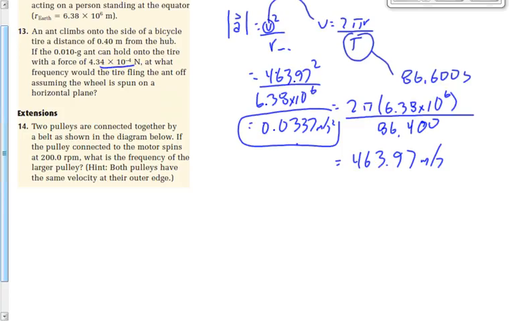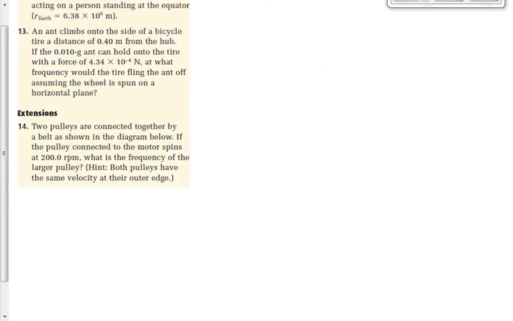You could make this into another question, almost like question number 12, where we could find out what frequency the Earth would have to be spinning at to fling you off, right? But the acceleration that you would fling off at would be like 9.82 meters per second squared, right? You'd have to overcome 9.82 meters per second squared. So almost the same question, except obviously we're dealing with different numbers here.